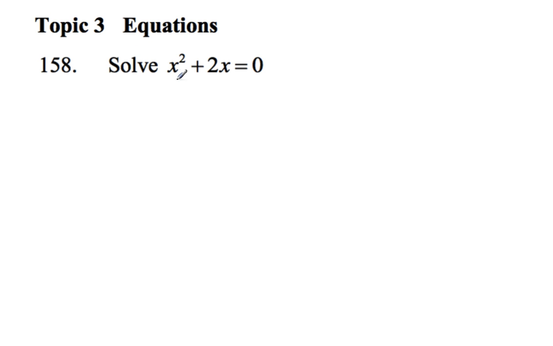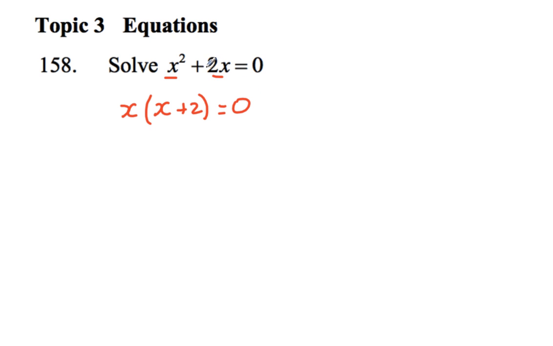Now this hasn't been factorized for us, so we'll have to factorize first. What's common between these? I think x occurs in both this term and this term, so we'll put x outside of the brackets, and then we'll ask ourselves, what have we got to multiply x by to get x squared? We'd need another x in there. Then we'll ask, what have we got to multiply x by to get 2x? We'll need a plus 2 in there, and we'll have that equaling 0.